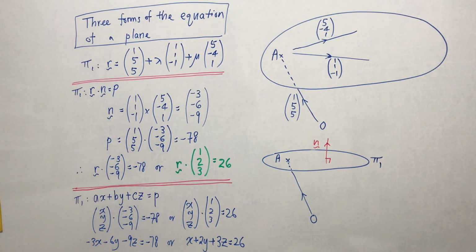Moving on from the first two forms of the equation of a plane, you now want to move on to the third form, which is called the Cartesian equation of a plane. I want you to know that the third form is, I would say, the easiest. All you need to do is replace this vector r with (x, y, z), and then just perform the dot product. You get this equation. This equation is deemed the Cartesian equation of the same plane pi 1.